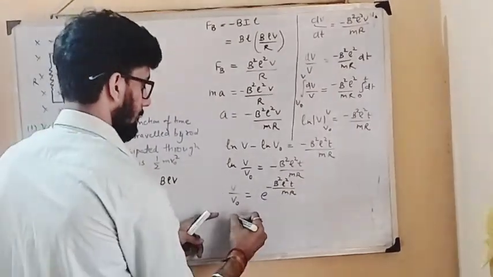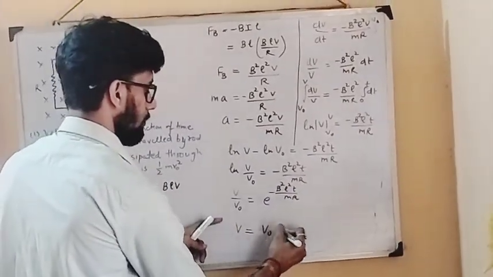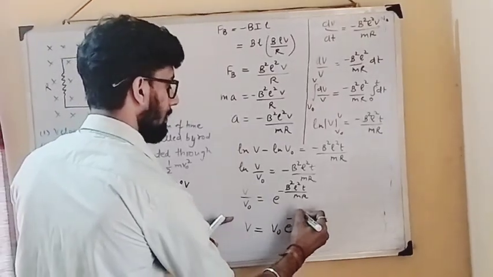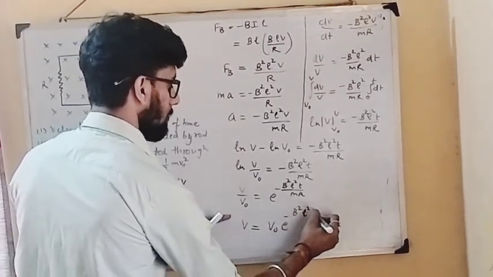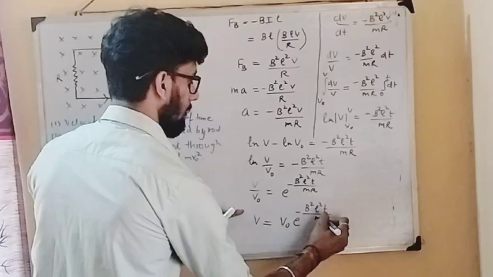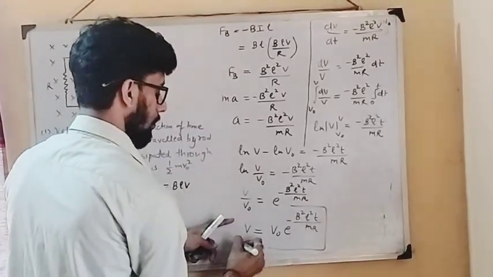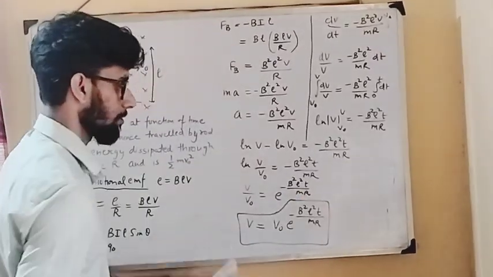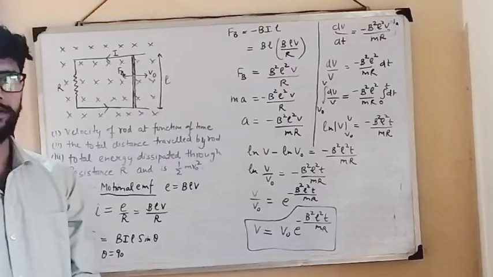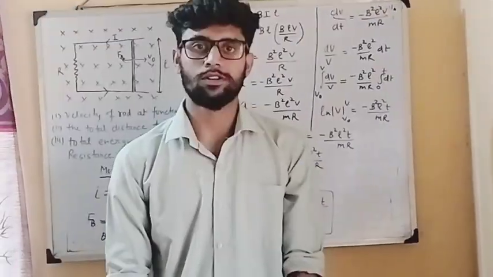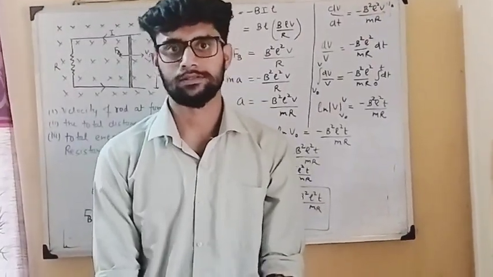And from here we get v is equal to v naught e raised to the power minus B squared L squared t by mR. That will be your velocity as a function of time t. So your problem is solved.